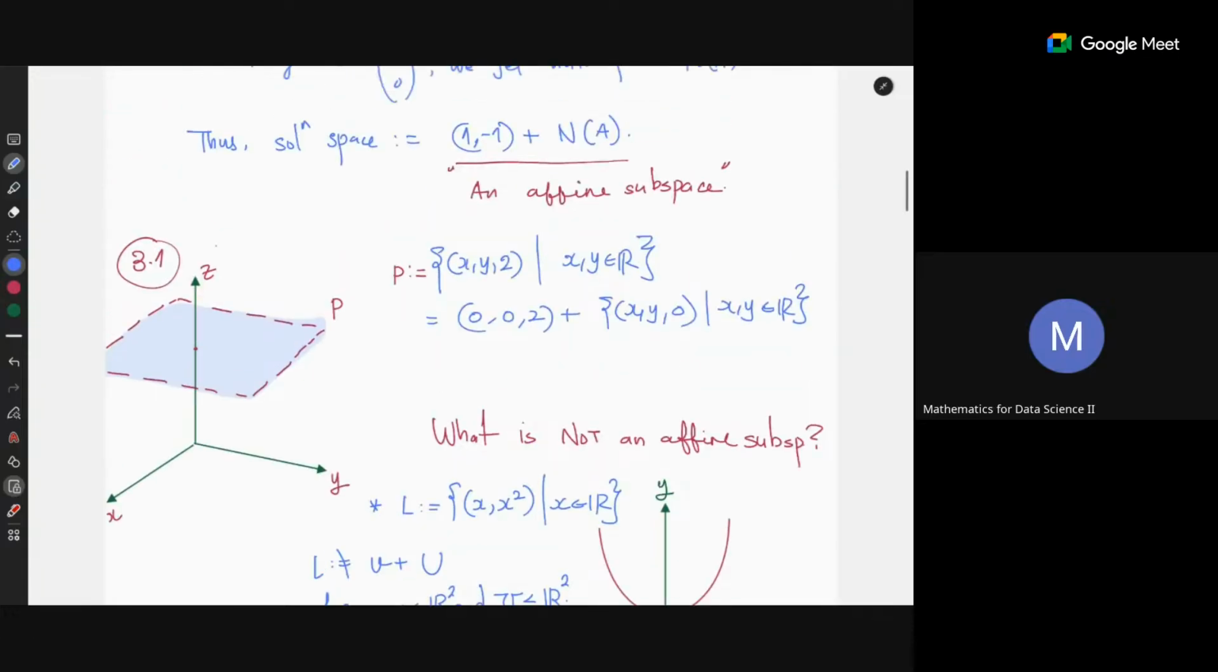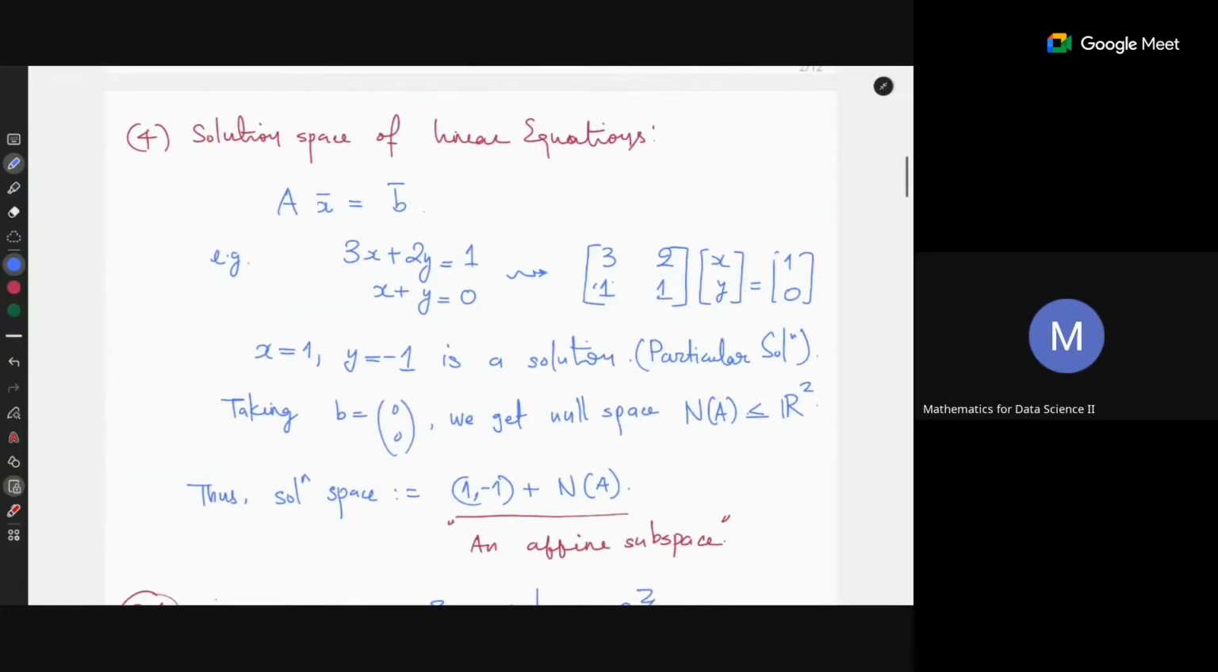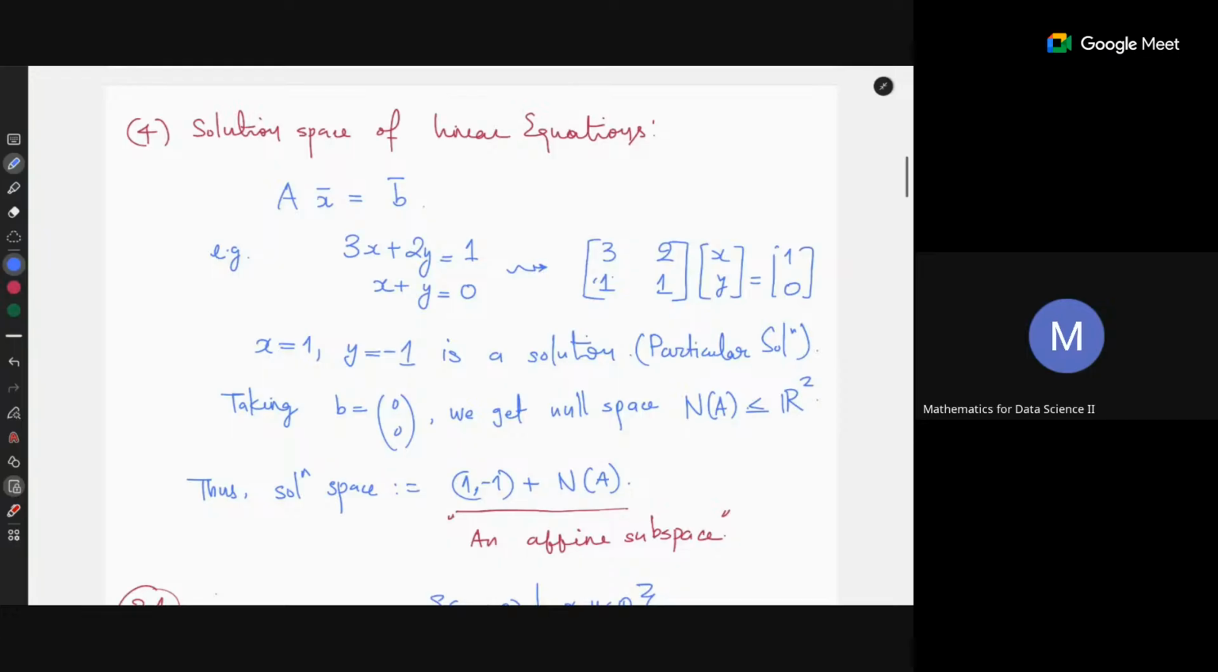Good. Now this is the fourth example that I skipped earlier, but now let me go through it. You are already familiar with the solution space of a linear equation. Now the solution spaces of linear equations are also affine subspaces.